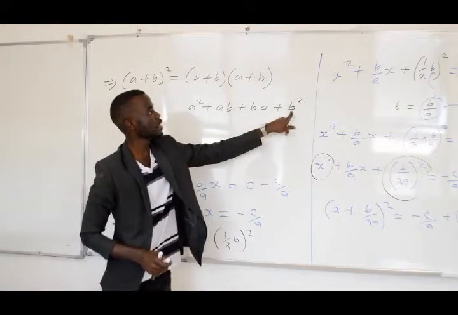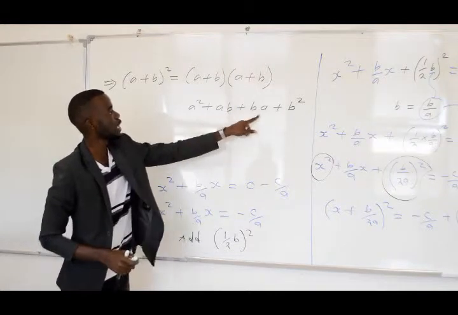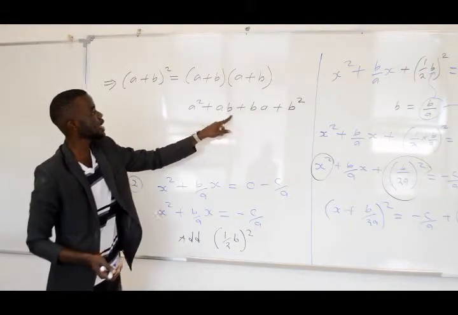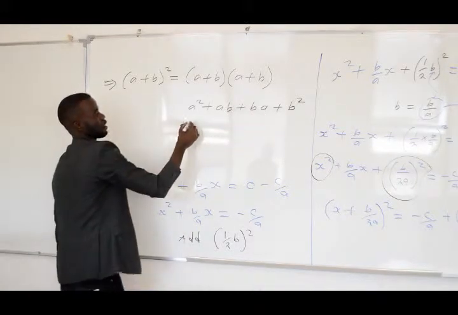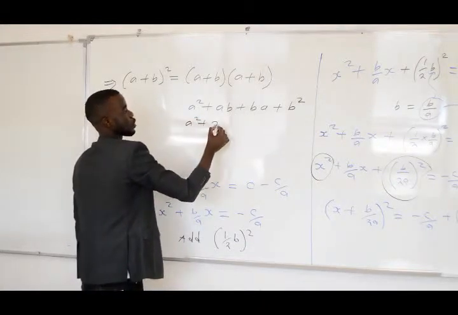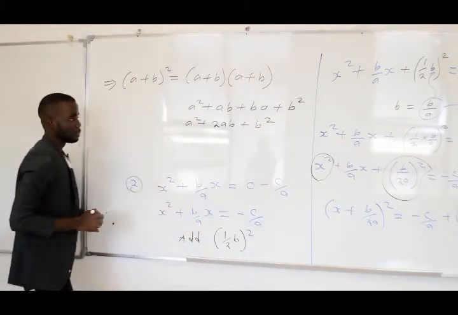and here we have b squared. Now these things which you are having in the middle are the same. In multiplication, even if you say a times b or b times a, the answer will be the same. So these things in the middle, you can add them to get 2ab plus b squared.